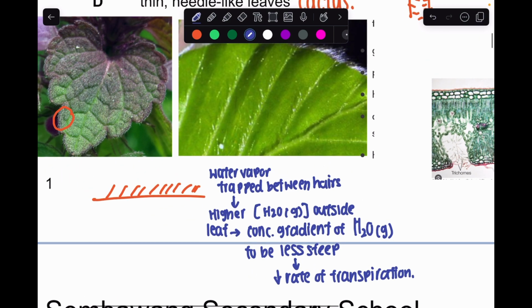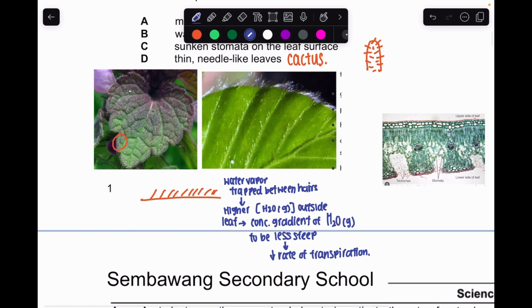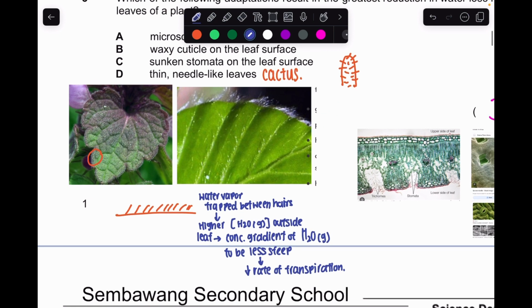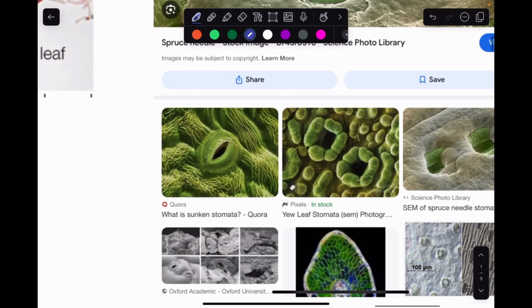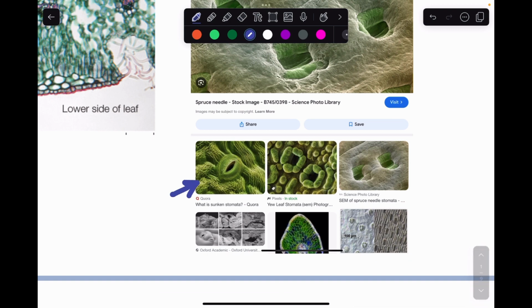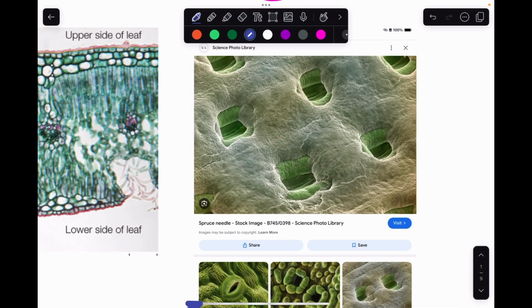So yes, this is quite a good adaptation for reducing water loss in a leaf, but it's not as good as not having leaves at all, like in the cacti. Okay, the other one I want to talk about is the sunken stomata in the leaf. So you know how normally stomata are found like that on leaves, so they are just exposed, and water vapor can diffuse out. But in some leaves, they have sunken stomata like that.